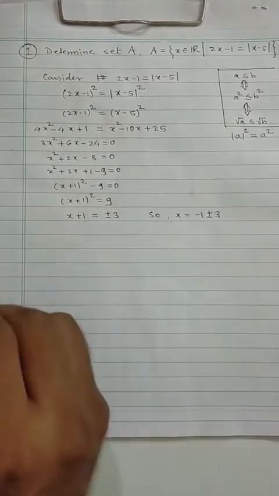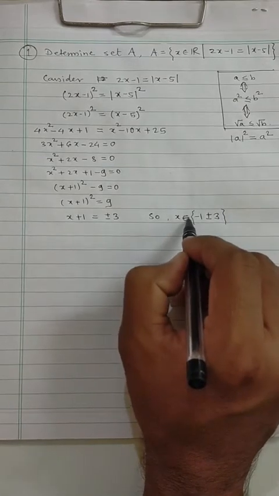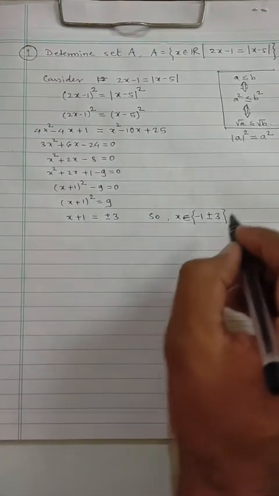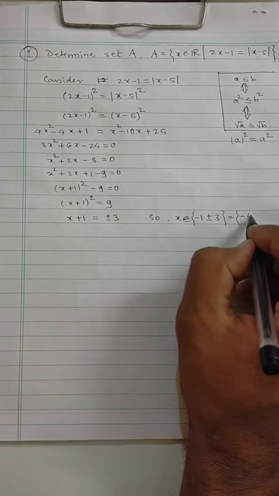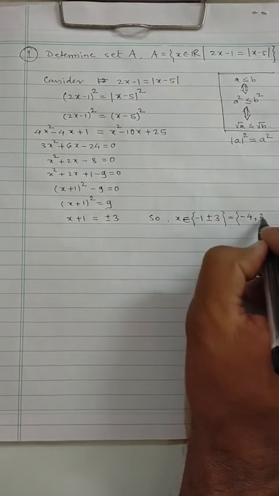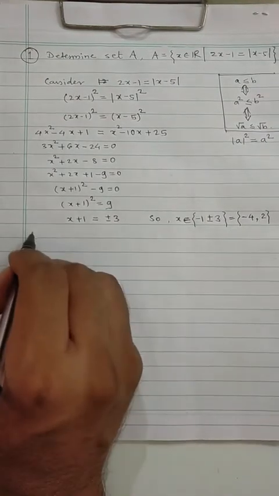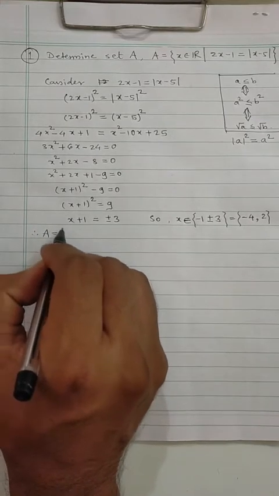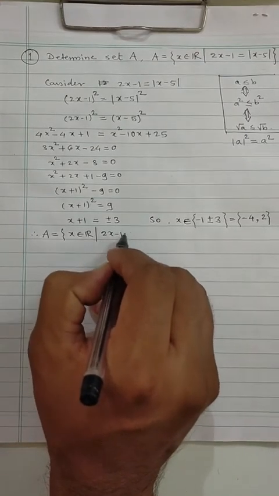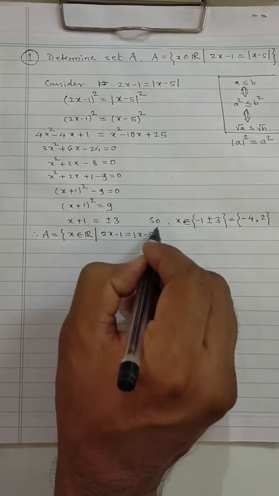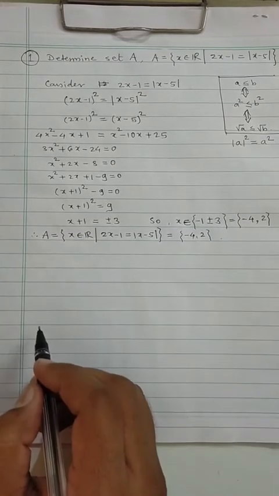So what can be the possible values? The possible values will be minus 1 minus 3, which is minus 4, and minus 1 plus 3, which is 2. So x can have only two values, either minus 4 or 2. Therefore, the set A, which contains the real numbers that satisfy the expression, will be minus 4 and 2. These are the only real numbers.